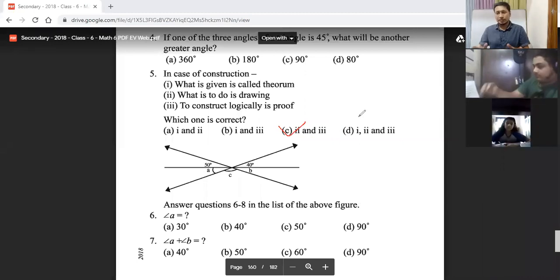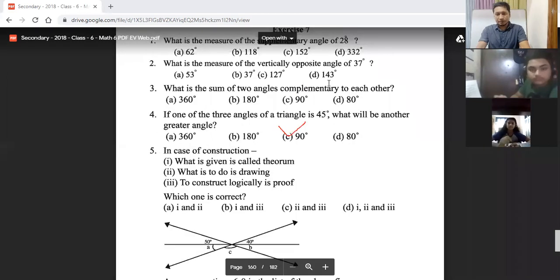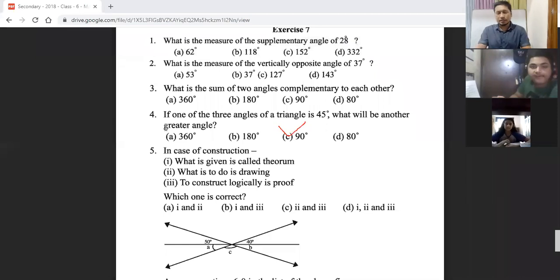MCQ types are 3 types. Number 1 is general type MCQ, which was discussed some time before. Questions 1 to 4 are all general type MCQ. Here I repeat it for your better understanding. 1, 2, 3, 4 are general type MCQ because there are only 4 options and only one correct answer. This type of question is called general type MCQ.